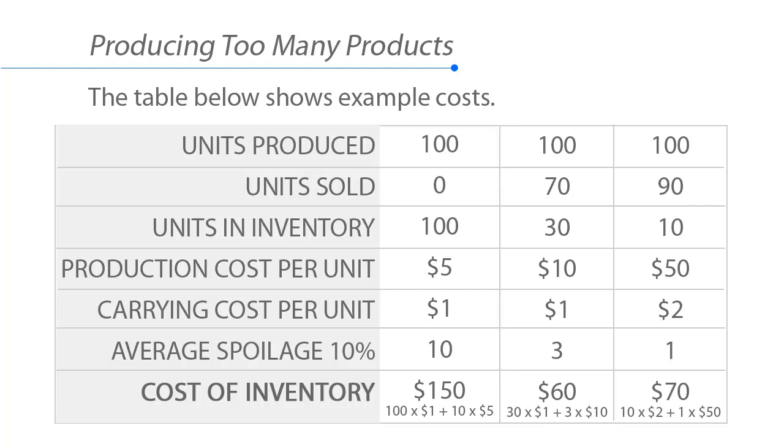So 10% of the 10 units remaining in inventory is 1 unit. That 1 unit costs us $50 to produce, so we lose that $50. The carrying cost is $2 per unit times the 10 units in inventory, that's $20. So $50 plus $20 is $70. That is our cost of inventory.